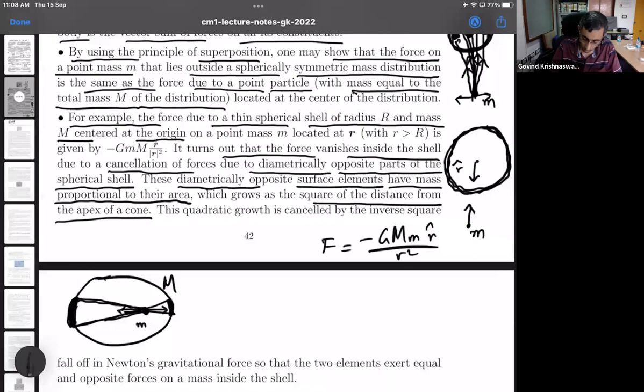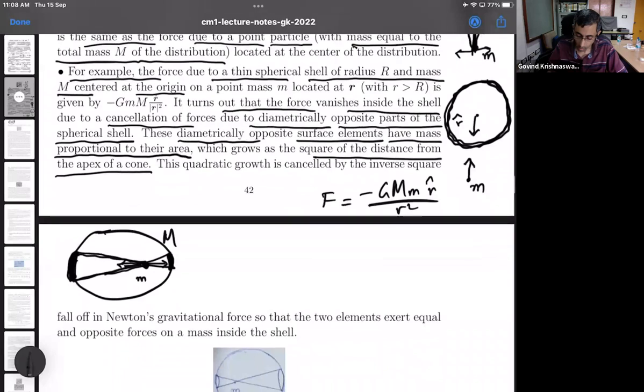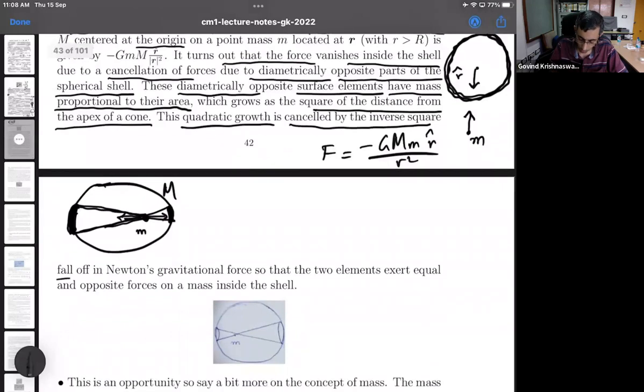So there's more mass here than there is over there. However, this element is farther away than this element. And in fact, the force falls off as the inverse square of the distance. So the quadratic growth in the mass of an element is cancelled by the inverse square fall off in Newton's gravitational force. So we are supposed to account for both.